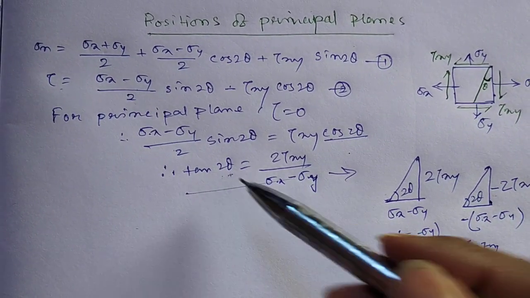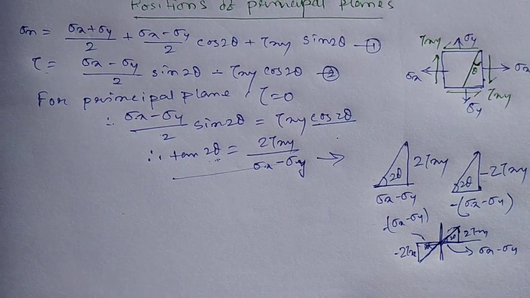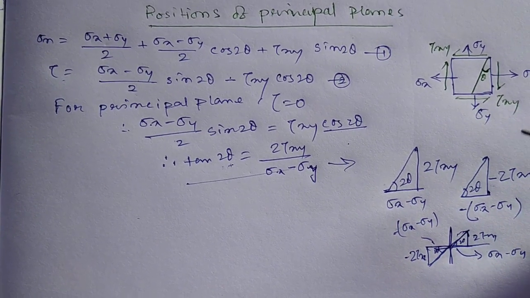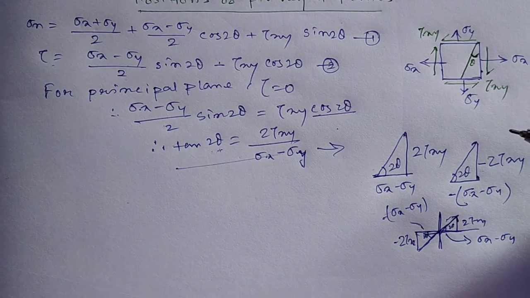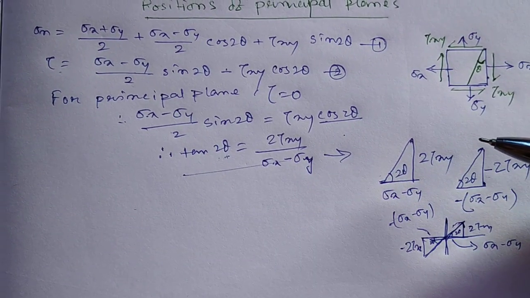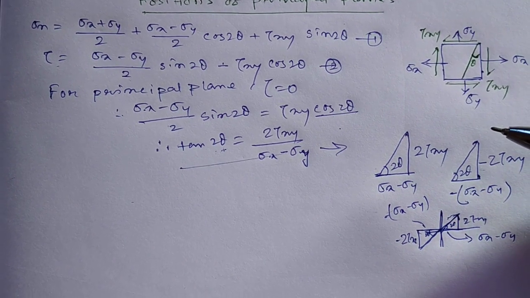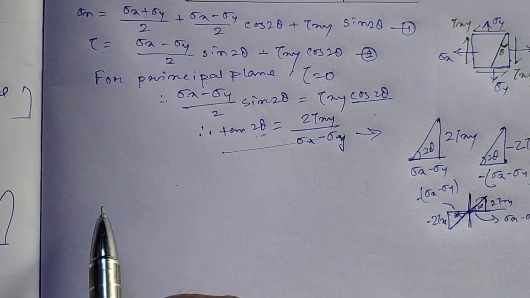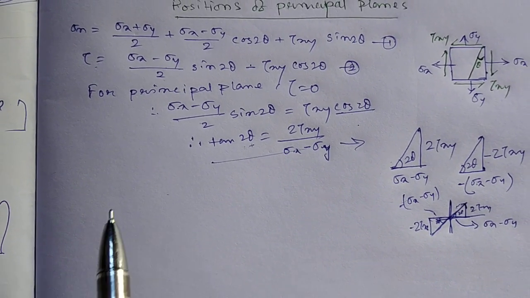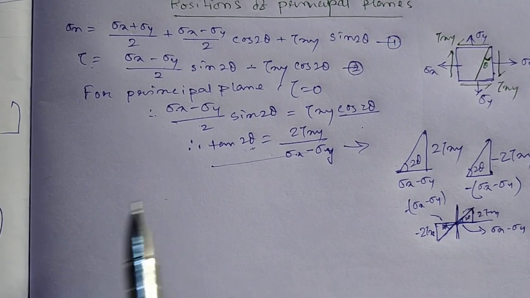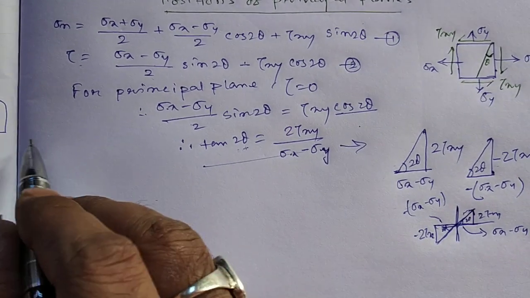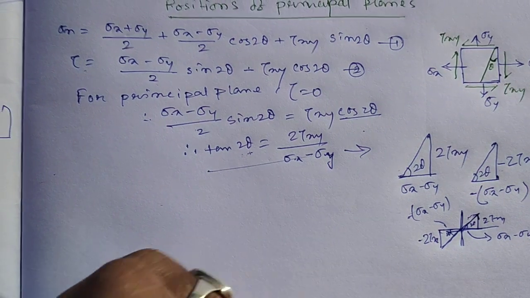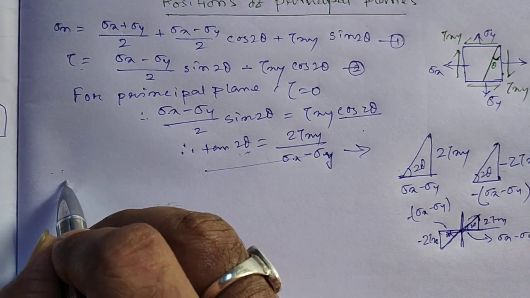So for 2 theta this is 180 degrees apart, for theta this will be 90 degrees apart. That means there are two planes which are having zero shear stresses. Those planes are 90 degrees apart, means they are making a 90 degree angle, right? So two principal planes are there in a two-dimensional body which are at 90 degrees with each other. Now that means for two principal planes we will be getting two principal stresses, one higher and one lower.